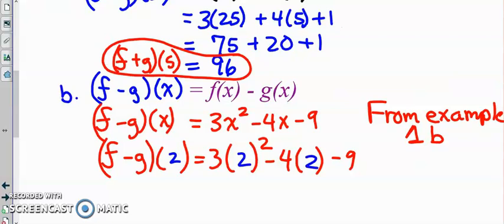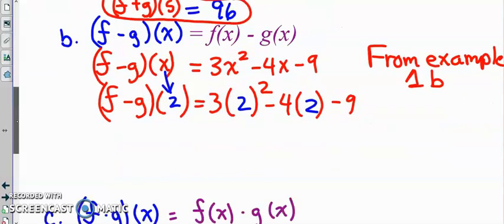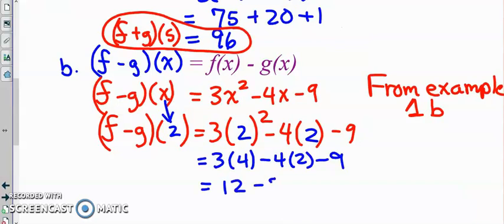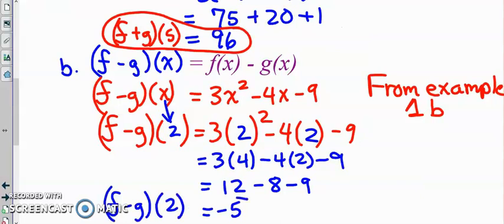Again, that's what x equals, so therefore you substitute that in for x. All right, so here we have 3 times 4 minus 4 times 2 minus 9. And again, we're just evaluating it, just like we know how to evaluate. All right, we got 12 minus 8 minus 9, which equals -5. And again, at the end, we need to make sure it's f minus g of 2 equals -5.